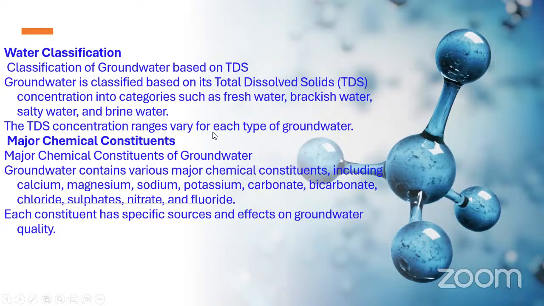And major chemical constituents means major ions. The major ions means cations and anions, and each constituent has specific sources and effects on groundwater quality. What are the major ions again? The major ions include calcium, magnesium, sodium, potassium, carbonate, bicarbonate, chloride, sulfate, nitrate, and fluoride. These are the major ions which are present in the groundwater. And this is the chemical composition of the groundwater or water.